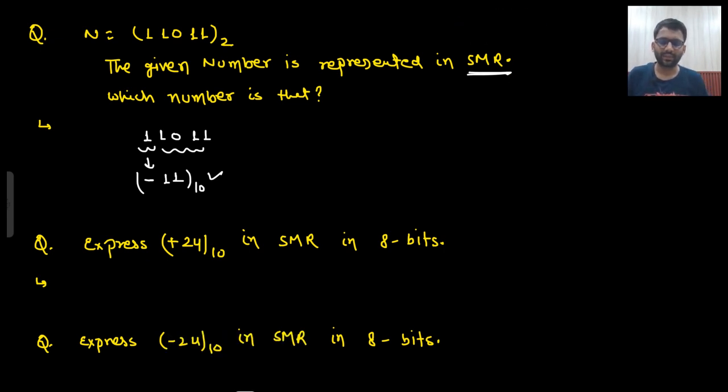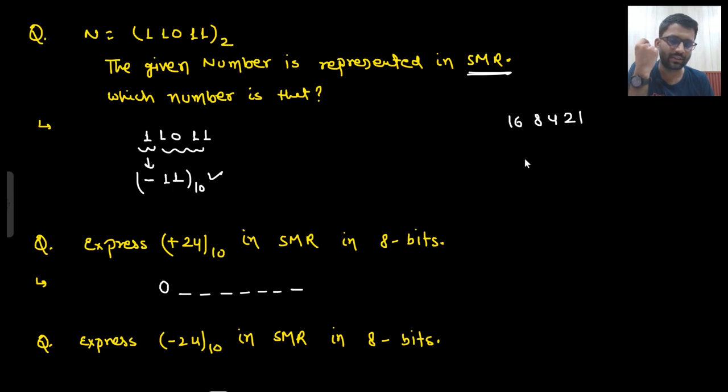Now let's see the next question. You need to represent 24 in sign magnitude representation, but in 8 bits. So the MSB will be the sign bit, so that will be 0. Now the rest 7 bits will be used to denote 24. How will you denote 24 in 7 bits? 1, 2, 4, 8, 16.